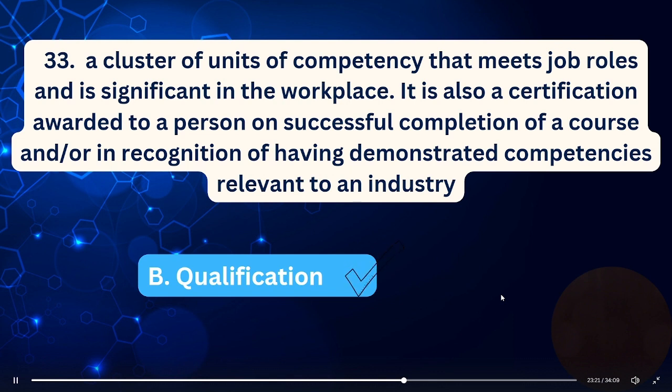It is a cluster of units of competency that meets job roles and is significant in the workplace. Once you completed this, you will also receive a certification awarded to you for your successful completion of the course and also in recognition of having demonstrated competencies relevant to an industry.